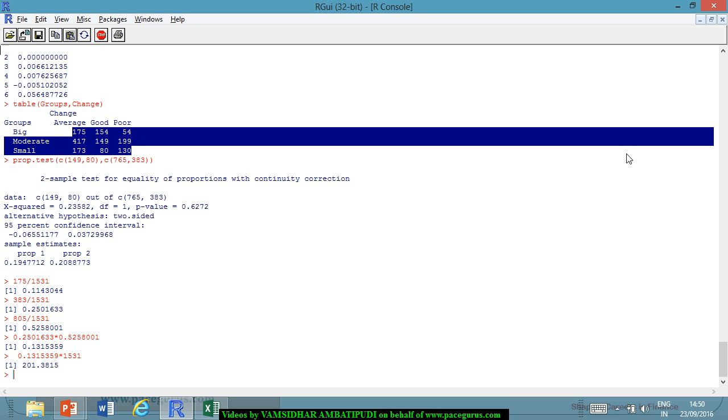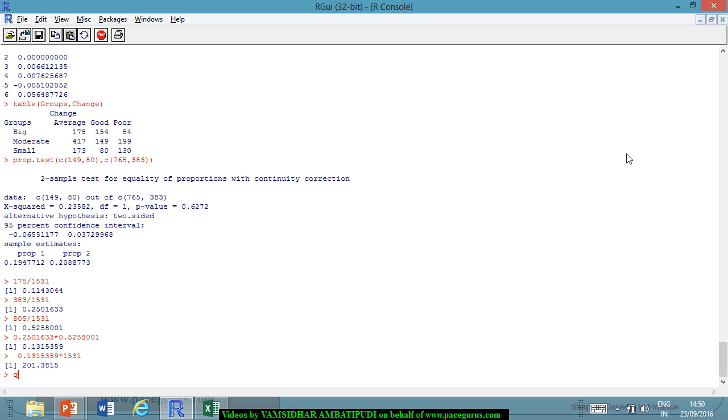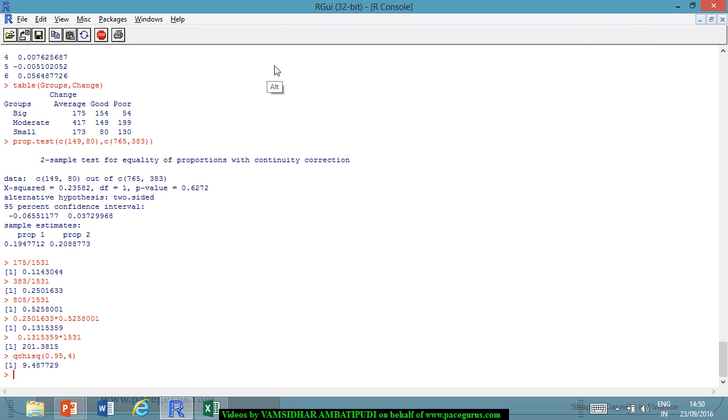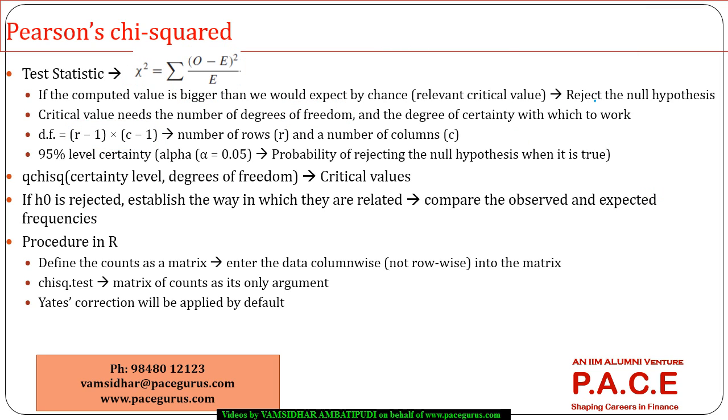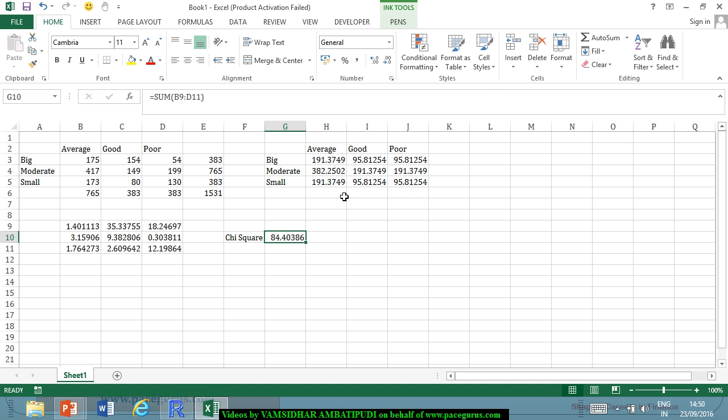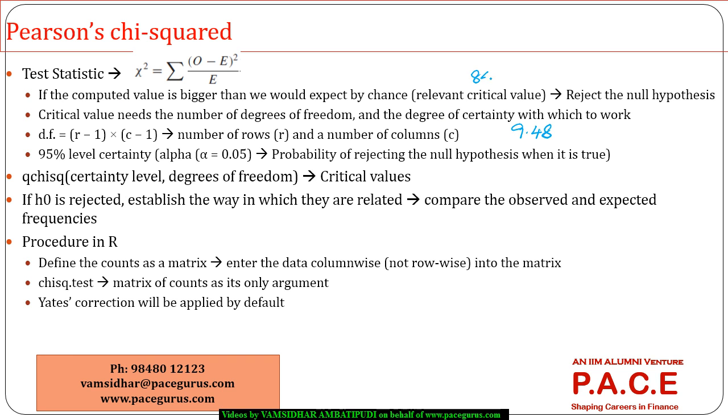So in R, what I can do is qchisq, wherein 0.95, which is 1 minus alpha, and degrees of freedom is 4. So the critical value is coming out to 9.48 for this example, whereas the computed chi-squared value is almost 84.4. So if the computed value is greater than the critical value, I will reject the null hypothesis and I'll take my decision in favor of the alternate hypothesis. And my null hypothesis in this case is that there is uniformity across the groups in terms of the proportion.